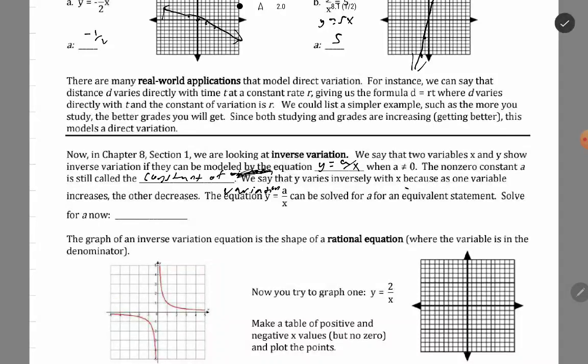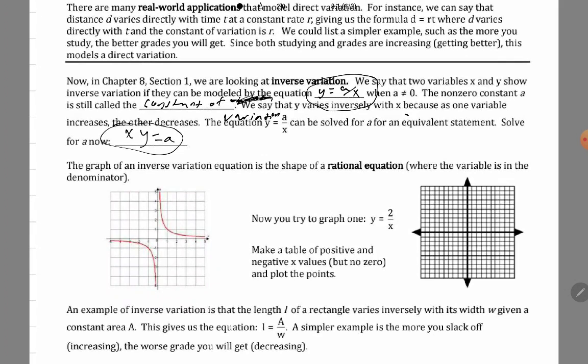We say that y varies inversely with x because as one variable increases, the other decreases. So the equation y equals a over x can be solved for a for an equivalent statement. If I solve for a, I'll multiply both sides by x, so I'll get xy equals a. So if you see either this equation or this top equation, it deals with inverse variation, saying y varies inversely with x.